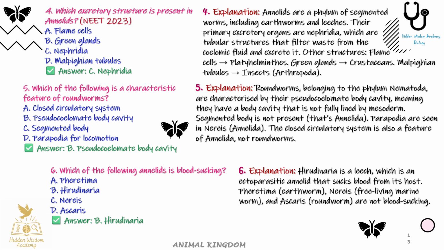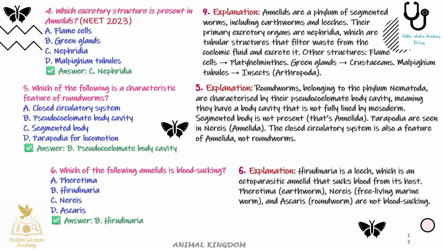Explanation. Roundworms, or nematodes, are pseudocoelomates because their body cavity is not fully lined by mesoderm. They lack body segmentation, which is present in annelids. Parapodia are seen in Nereis, an aquatic annelid, and a closed circulatory system is a feature of Annelida, not Nematoda. The correct answer is option B, that is pseudocoelomate body cavity is a characteristic feature of roundworms.